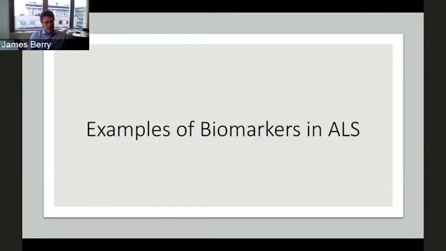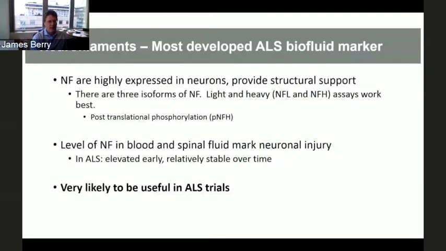So I want to put a little meat around this by using some very concrete examples from ALS. Neurofilaments I've referred to a couple of times. These are probably the most developed ALS biofluid biomarker. Again, not specific to ALS, and many diseases are looking at neurofilaments as biomarkers. So they're not diagnostic. It's really a disease monitoring biomarker that might have a role in clinical trials.